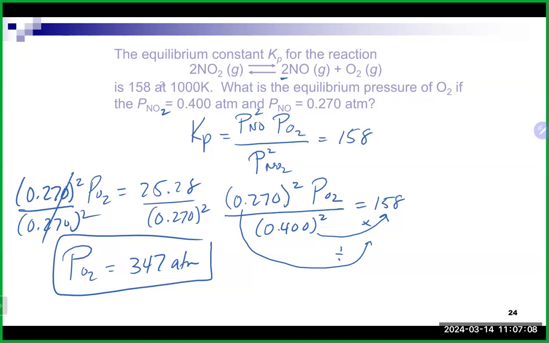Is the K value in this case large or small? Pretty large, and that probably means a majority of the pressure should be on the product side, which at 347 is definitely on the product side with our oxygen. So again, those things should correlate to each other.